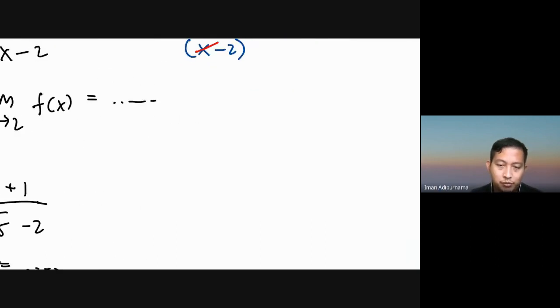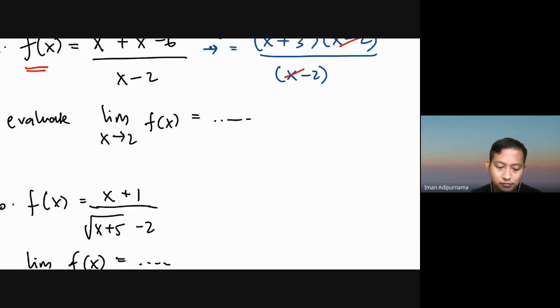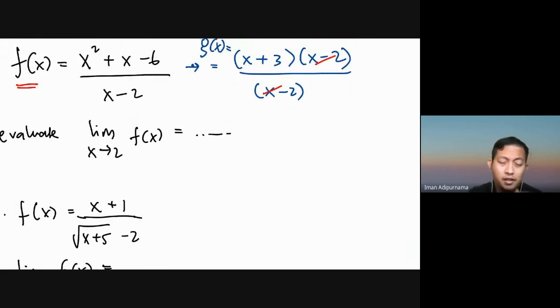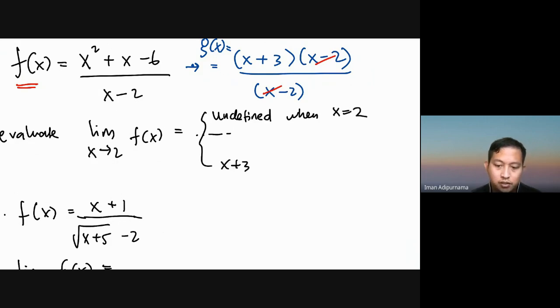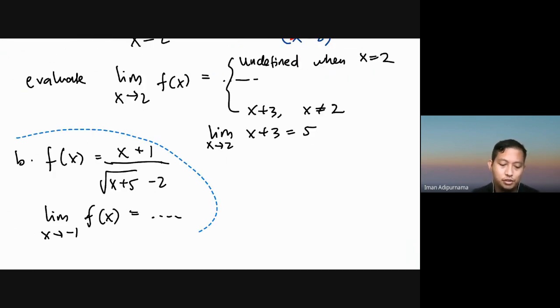So basically, if you remember what we have done in an early class about piecewise definition, this is one of the examples that you can apply. So it will be undefined when x equals 2, and it will be x plus 3 when x is not equal to 2. So when x is not equal to 2 but the limit is approaching 2, it's 5. Need to be careful on that.